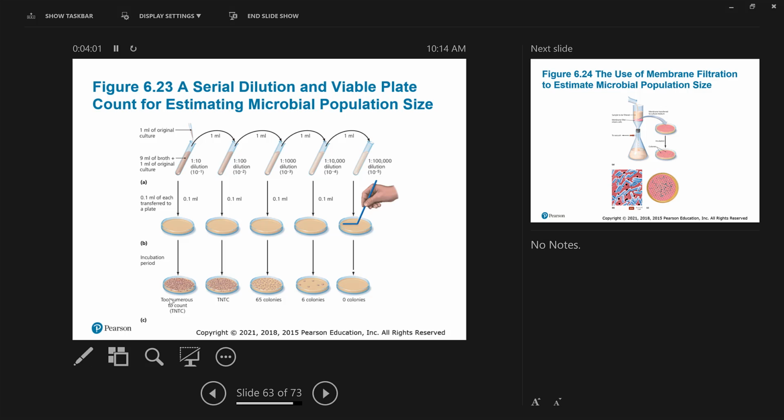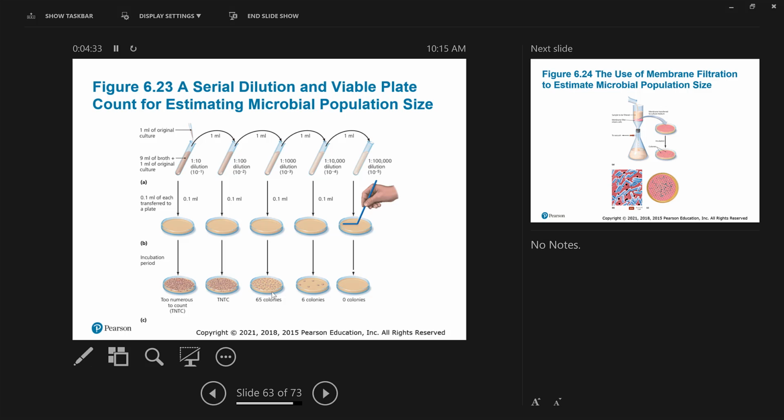And you can see that the most undiluted samples still have way too many cells to count, but the more dilute you get, the fewer cells are in the tube, the fewer cells you put on the plate, and so now you have a reasonable number of colonies that you can count. So in this example, which plate do you use? Well, there's only one plate where the colony count falls between 30 and 300. So this is the plate that's going to give you the information that you need.